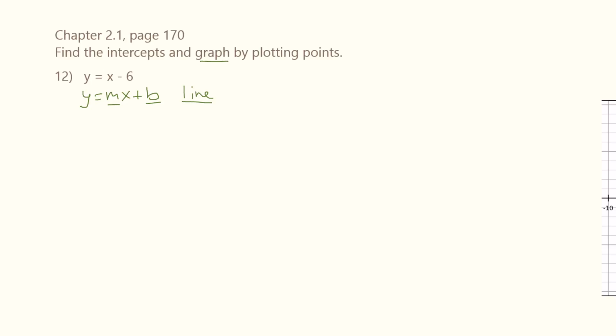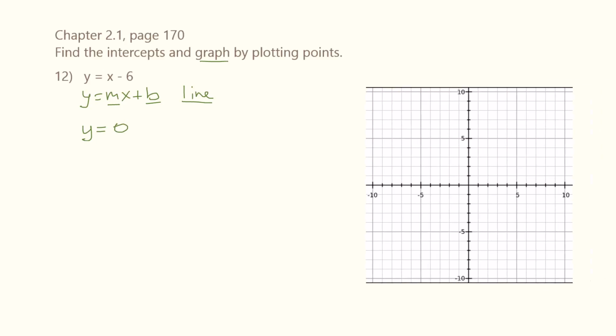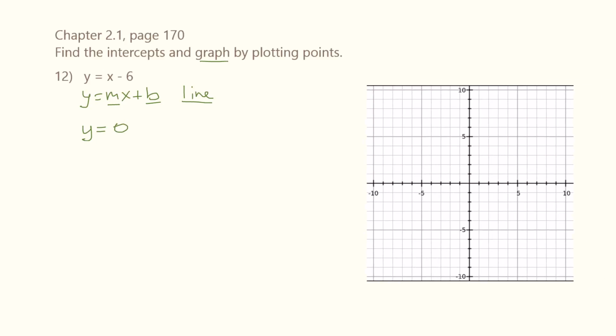Now, in order to find the intercepts, that is the places where the line crosses the x-axis and the y-axis, I need to find out what happens when y equals 0. Now I want to tell you why I'm looking at that. The intercepts are where the graph of the line will cross the y-axis, this one here, and where it will cross the x-axis here.